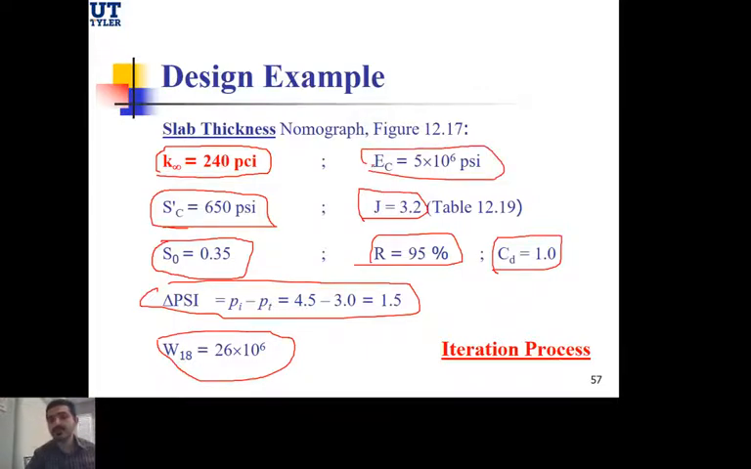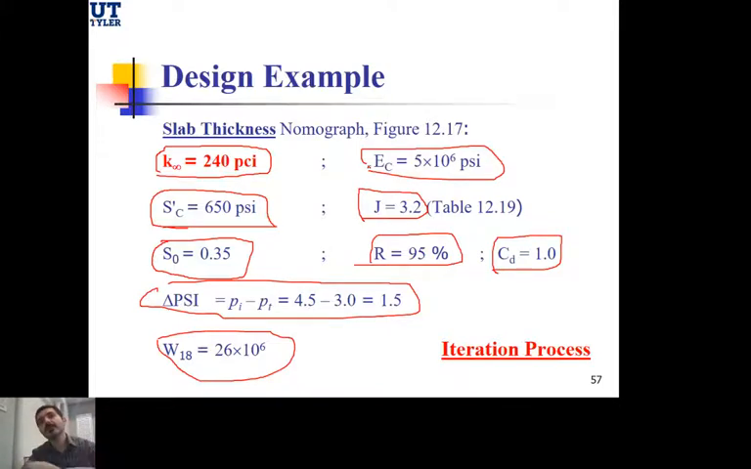So what you need to do now, and that's what I want you to do, we're going to go through the nomograph one more time, and instead of 250, now it's going to be 240. As you go through this process, you're going to see that the required thickness is going to be the same. So once you have a constant thickness, you started this iteration with 12 and a half, and if you go through the nomograph, you're going to end up with about 12.4, 12.3 inches, which is about the same.